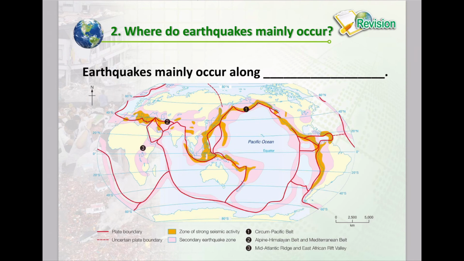First of all, can you see the orange zone in the map? Those are the areas where earthquakes mainly occur. And can you see the red line? Those are the plate boundaries. So you can tell that earthquakes mainly occur along plate boundaries. Please be reminded that there is more than 1 plate boundary on the Earth, so don't forget to put it in plural form, IES. Please use a highlighter to highlight it to remind yourself. It's very important. Plate boundaries.